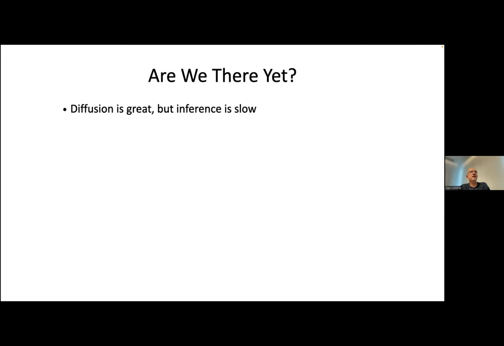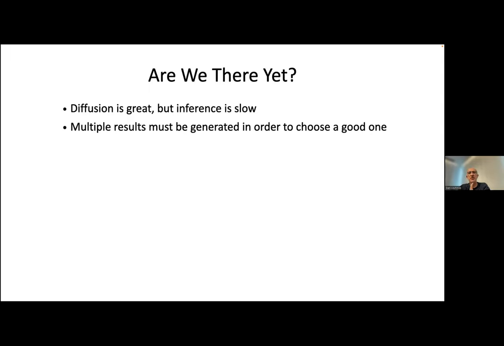So again, in terms of what's left to be done, diffusion is very powerful, but the inference time, the time it takes to generate a single image, can be a little bit slow. And furthermore, even though each image takes some time to generate, we typically need to generate multiple results because it's a stochastic process. It's a one-to-many process. We need to generate multiple results in order to be able to pick a single result which is a good one.